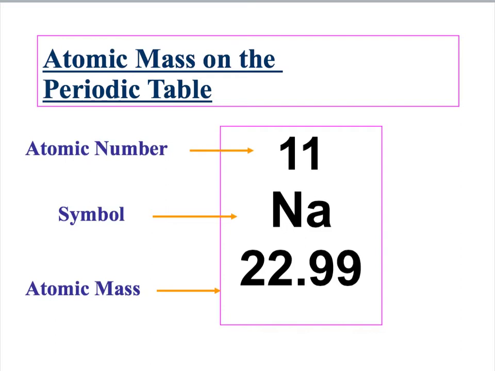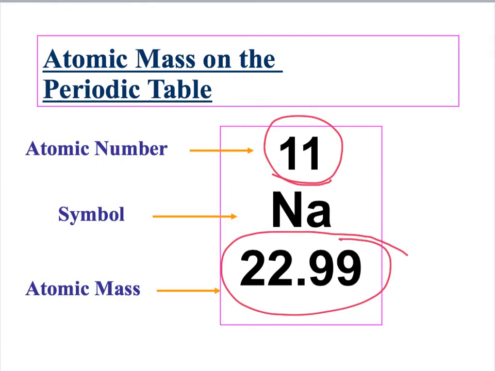One way to tell the difference, if you're getting confused between the atomic number and the atomic mass: the atomic number will always be less and it'll always be a whole number. The atomic mass will be more and it may have a decimal.